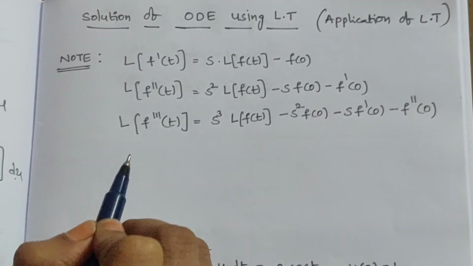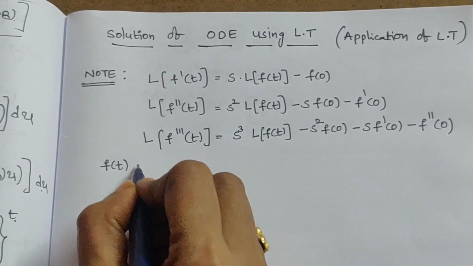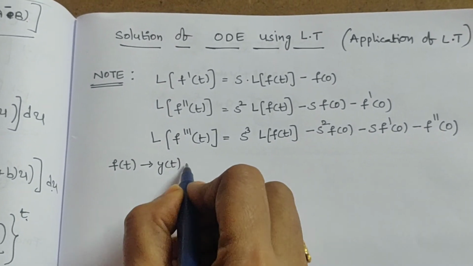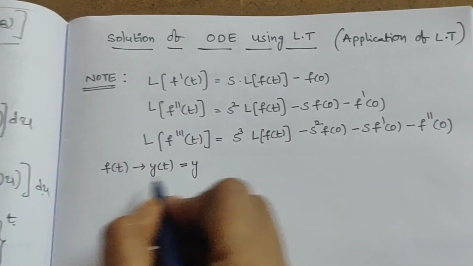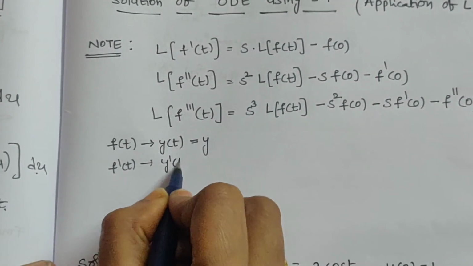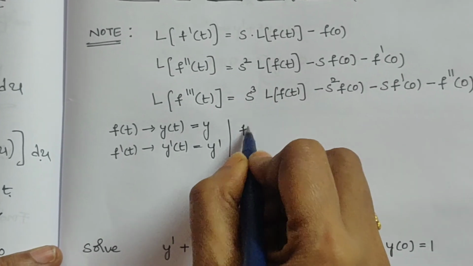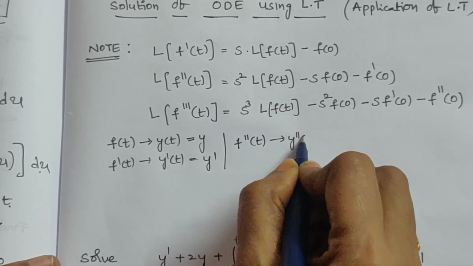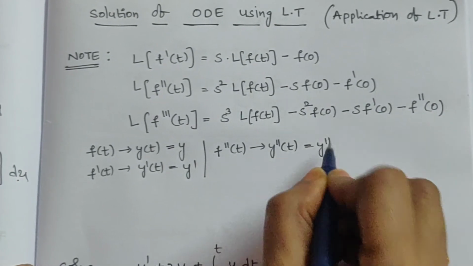Here we change the notation. Simply in place of f of t, take y of t. Simply call it y. So f dash of t becomes y dash of t. Call it y dash. Similarly, f double dash of t, write it as y double dash of t and call this y double dash.